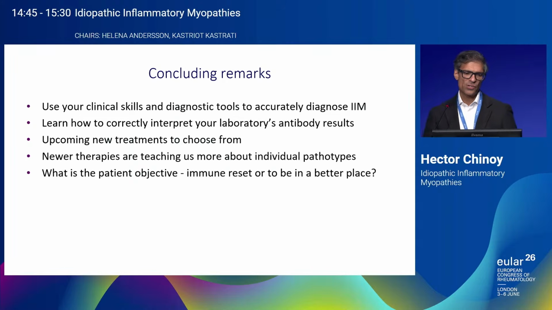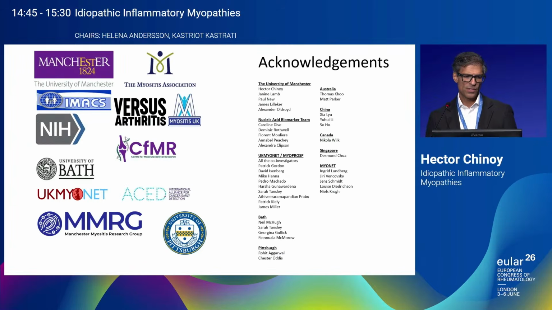So use your clinical skills and diagnostic tools to accurately diagnose the disease. Learn how to correctly interpret your laboratory's antibody results. There are up-and-coming new therapies to choose from. Novel therapies are teaching us more about the pathotypes. And what is your patient objective? Do they really want an immune reset or just to be in a better place? So thank you for your time, and I welcome questions.